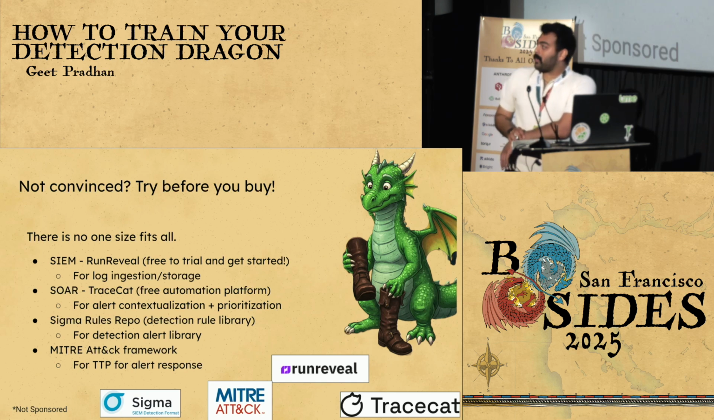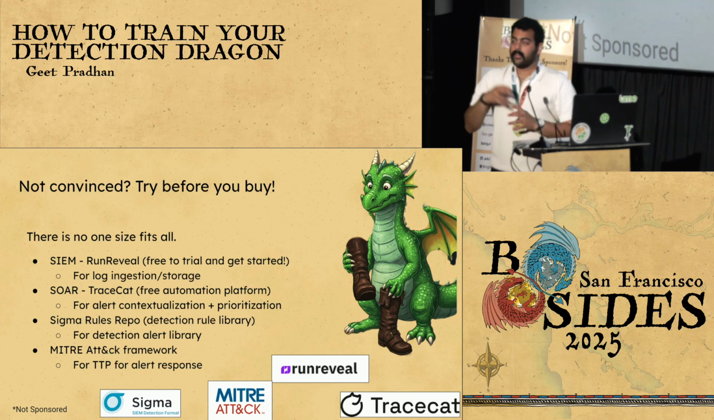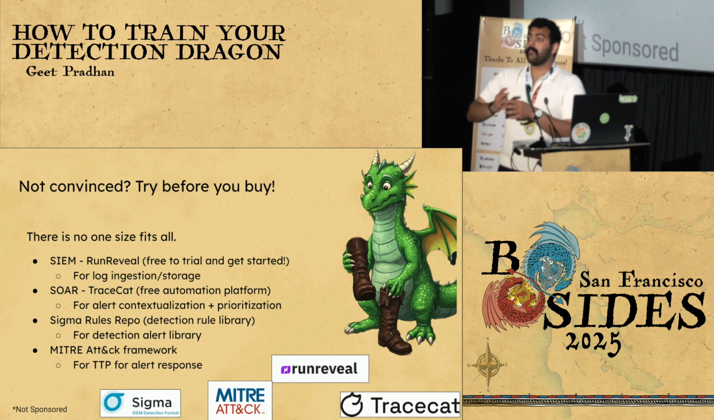Not convinced about what I'm saying? Try before you buy, right? You don't believe me about, okay, this is how you build a detection pipeline. Here are some free solutions, right? Again, not sponsored at all. This is just something that you can get started for free in your own spare time before actually POCing it with your company. Run Reveal is a great open source SIEM.